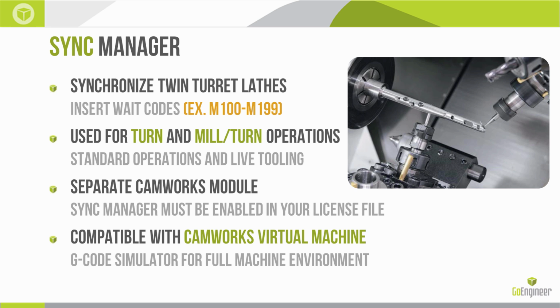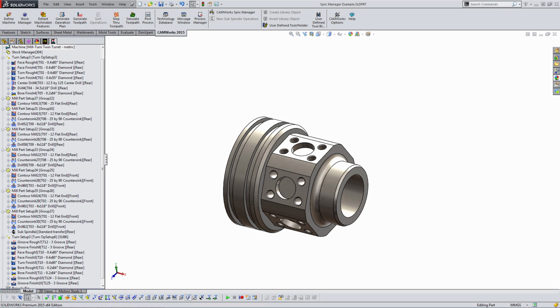So we're going to jump into SOLIDWORKS here. I went ahead and programmed this part ahead of time, just to save some time on this webinar. If you're interested in learning how to program a part like this that uses front and rear turrets and also a main spindle and a sub spindle, then check out my CAMWorks 101 webinar that I did a while back, which shows step-by-step how to go through that process. This webinar could be a follow-up that shows how to sync the turrets.